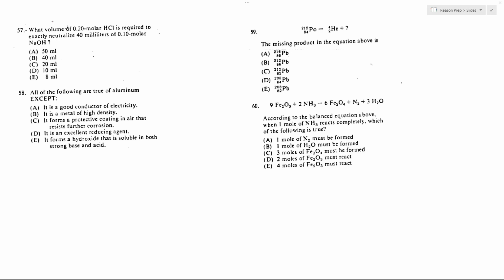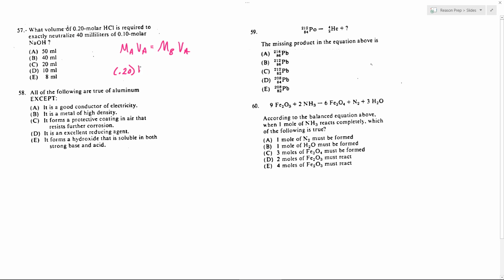57. What volume of 0.20 molar HCl will neutralize 40 milliliters of 0.1 molar NaOH? Well, both of these have one proton or hydroxide, so we don't have to account for that. And all we need to do then is use our formula for neutralization, titration, and dilutions: MAVA equals MBVB. So the molarity of the acid is 0.20.